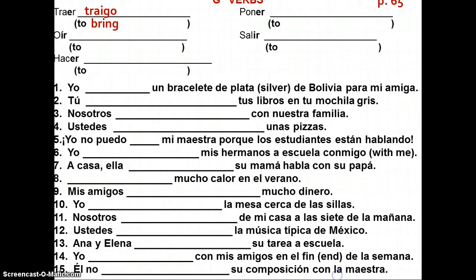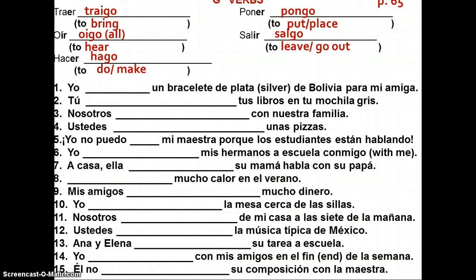Traer means to bring. The yo form is traigo. Poner means to put or to place, and it's irregular in the yo as pongo. Oír means to hear. It's irregular in the yo as oigo, but remember it's also irregular in all forms. Salir means to leave or to go out. The yo form is salgo, and then it's a regular IR verb. Hacer means to do or to make, and the yo form is hago.